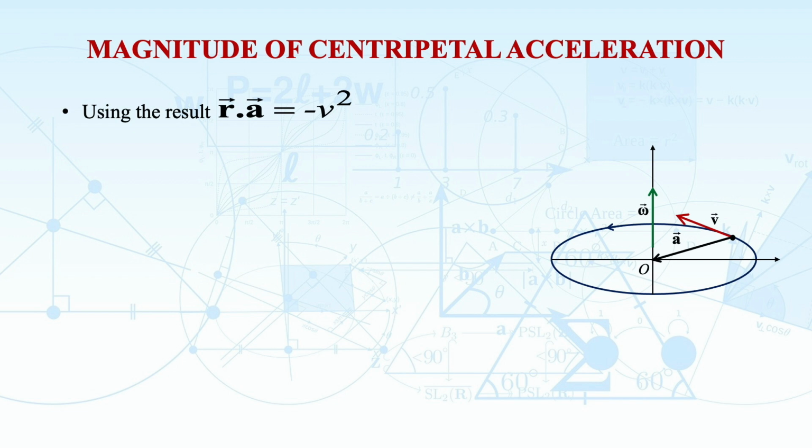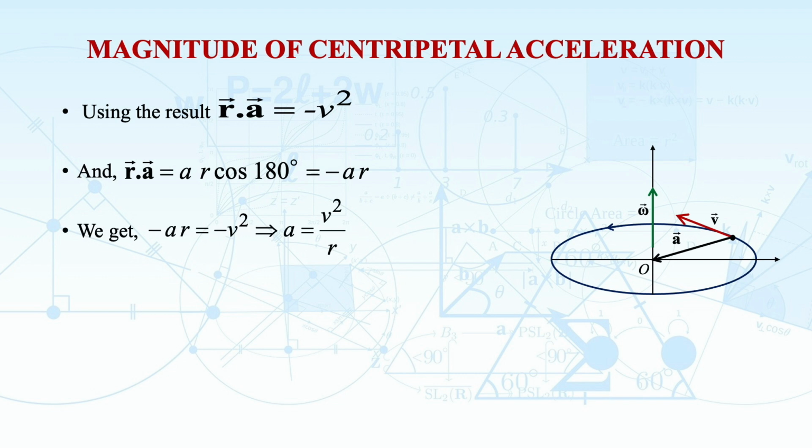Now, using the relationship R dot A is equal to minus V squared, you can also write down that A is equal to V squared by R, using the condition that R and A are at 180 degrees to each other. So basically, R dot A is minus AR and minus AR is equal to minus V squared, which tells us that A is equal to V squared by R.